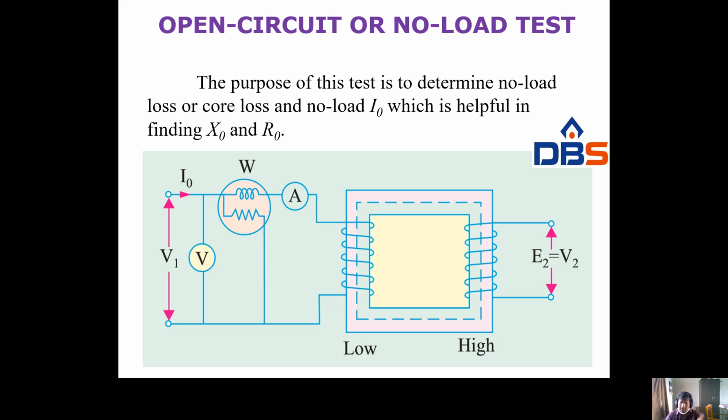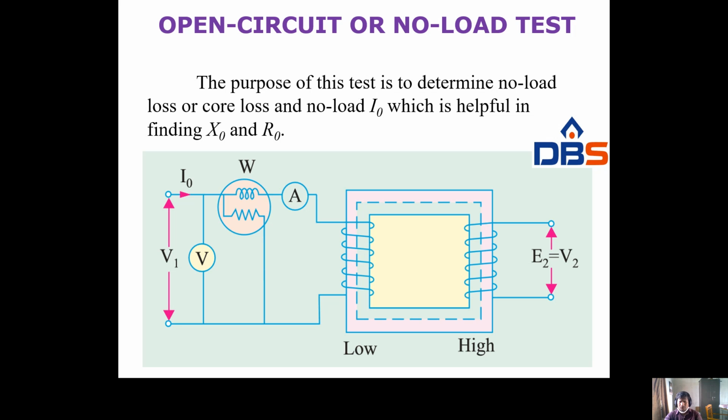So by using this test, we can determine the no load losses, or iron losses, or constant losses, whatever it may be, and also the shunt branch parameters R naught and X naught, right? This test is conducted at rated voltage and rated frequency. What is the rated voltage? Look at the picture. The low voltage side in the laboratory is 115 volts or 230 volts. So 115 volts is the rated voltage and 50 hertz is the frequency.